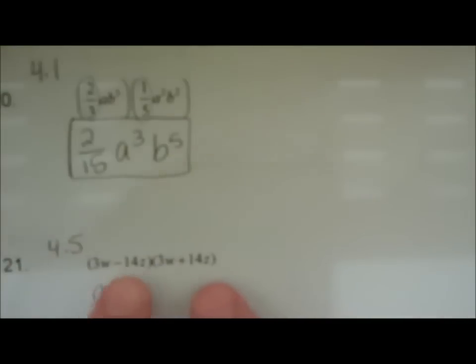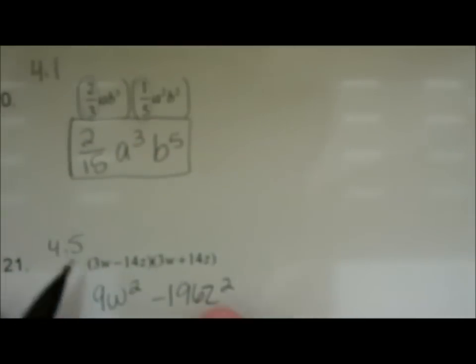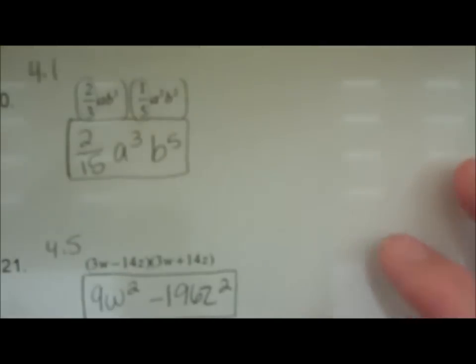And number 21, this is section 4.5. Okay, now this one is difference of squares. So you multiply these two, 3 times 3, that 3w times 3w, that gives us 9w squared. Then you have negative 14z times positive 14z, and that gives us negative 196z squared. Now remember, this can only be done when they're exactly the same, and one's a minus and one's a positive. So this would be your answer. Now right quick, you can also work it out the other way.